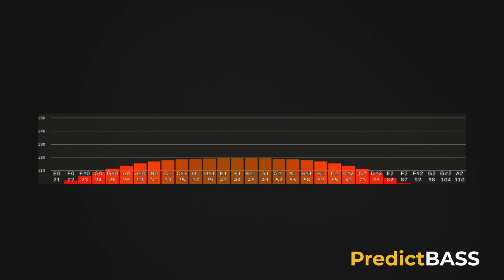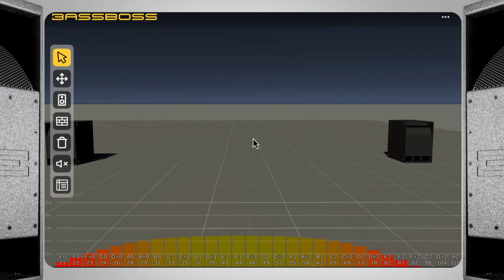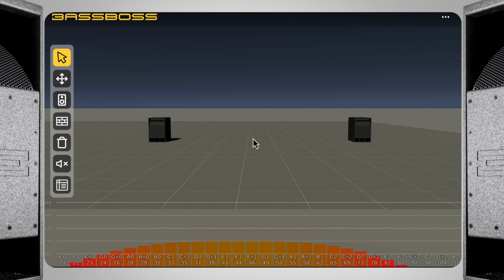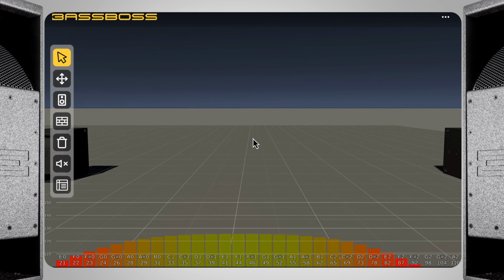PredictBASS shows you how loud each frequency is at the listening position, which can be adjusted by simply moving around the virtual room. With two subs, standing in between, which is equidistant from both, creates the standard power alley, where both sum constructively and coherently.